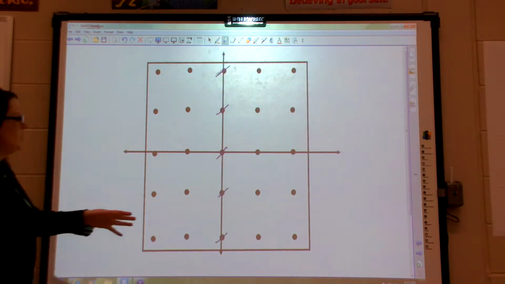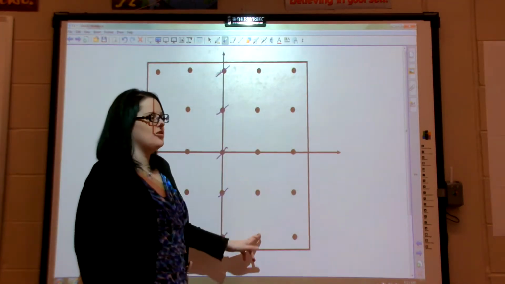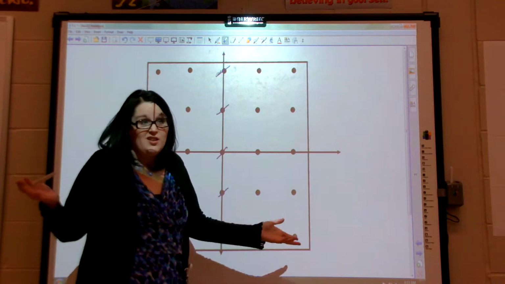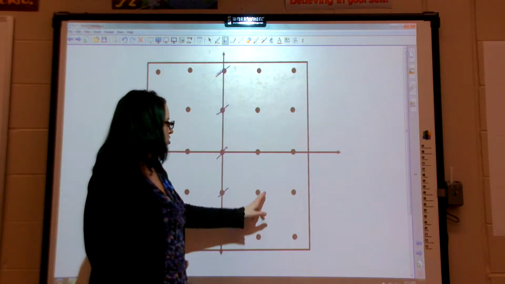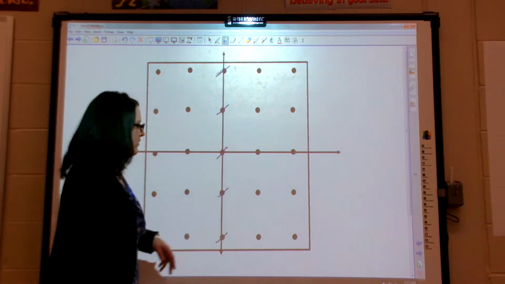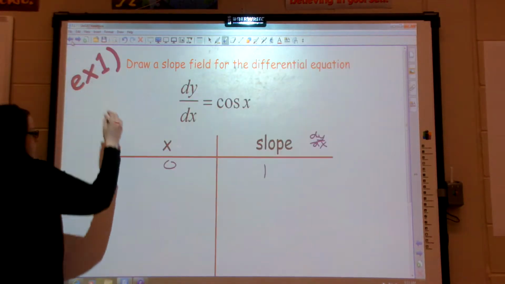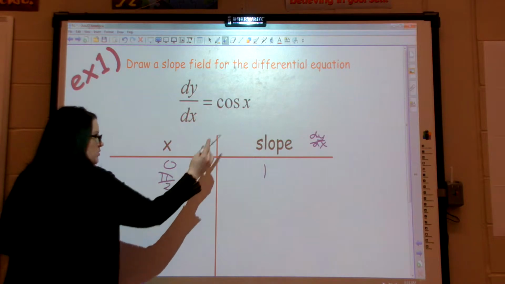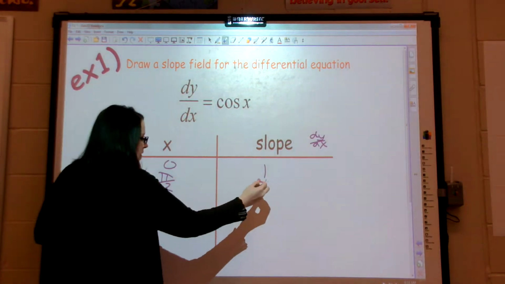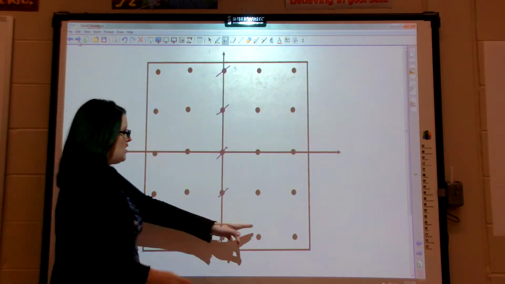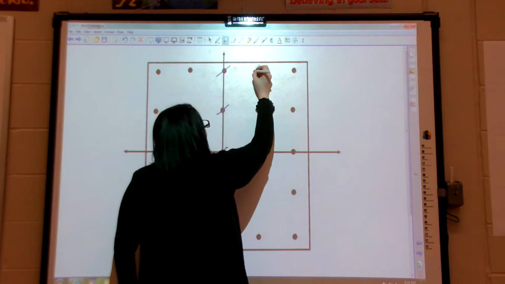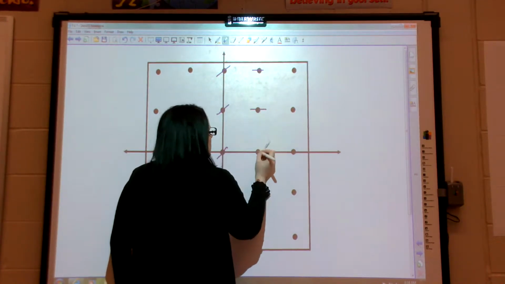Okay, here, my x values don't say 1, right? We can't use 1, because what's cosine of 1? Right? So what should I pick here? Pi over 2. Let's do pi over 2's. So if x is pi over 2, plug it in, what's my slope? 0. So all along this, all my values are 0. So that one, you shouldn't really need a ruler, but it might help. We have a slope of 0.